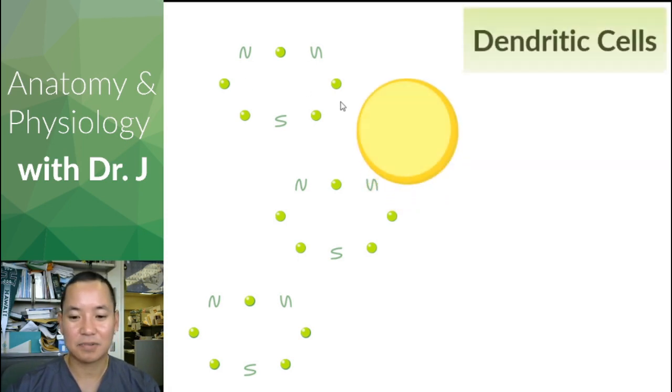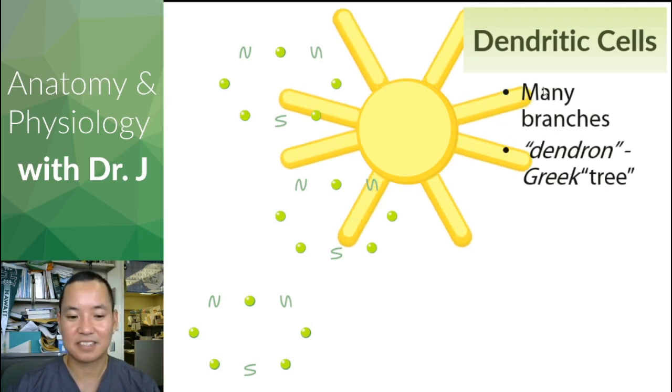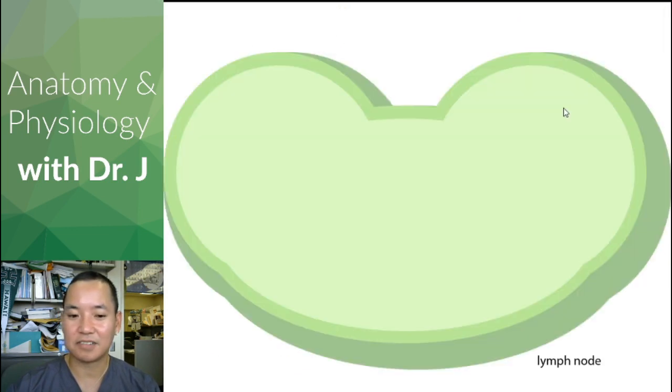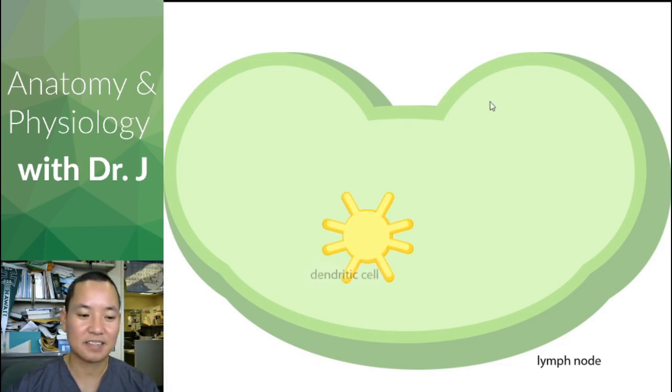So dendritic cells, what do they do? They take the surrounding proteins and antigens and all these polysaccharides, they bring it in, they sample the surroundings, and now they go to the lymph nodes. What do they encounter in the lymph nodes? They encounter naive T and B cells.